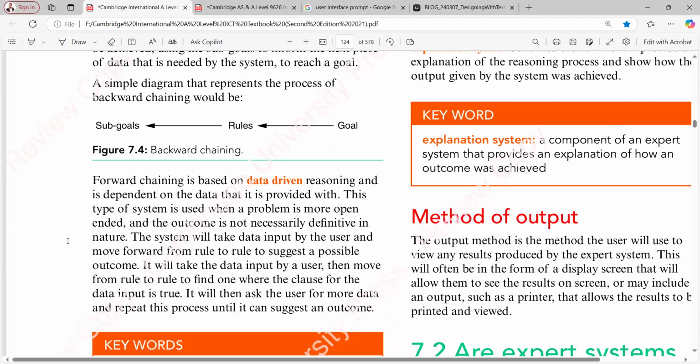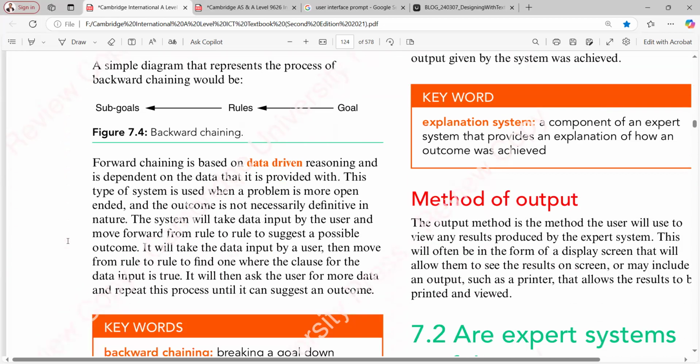So what is forward chaining? Forward chaining is based on data-driven reasoning. It's similar, but the only difference is that this type of system is used when a problem is more open-ended and the outcomes are not necessarily definitive. So the system is going to take data input by the user and move forward from rule to rule to suggest a possible outcome. In backward chaining, you do not have much potentiality. But in forward chaining, it's more open-ended.